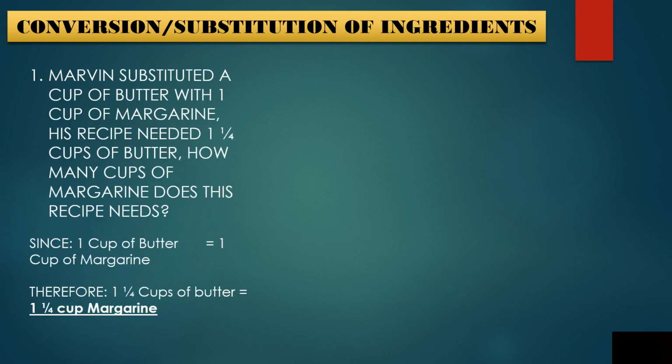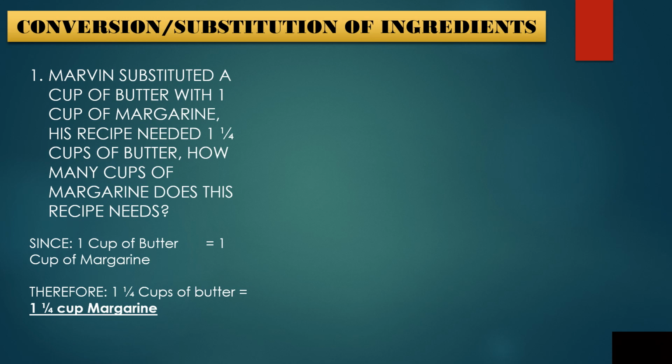So I have here a problem. Number 1, Marvin substituted a cup of butter with 1 cup of margarine. So his recipe needed 1 and 1/4 cups of butter. How many cups of margarine does this recipe need?